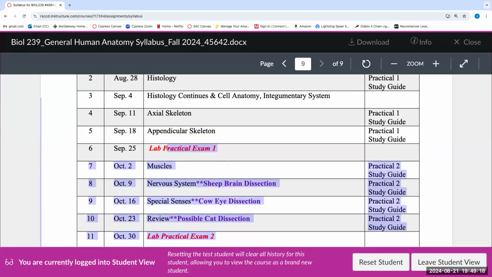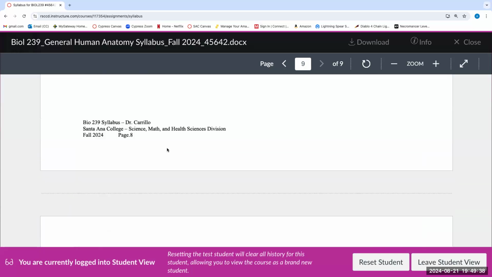So please make sure you look at the syllabus. You understand some of the important topics, and it's actually going to be part of your lecture 1 quiz. Your lecture 1 quiz is going to include questions to make sure you read and understand the syllabus. Okay, so just a heads up there.